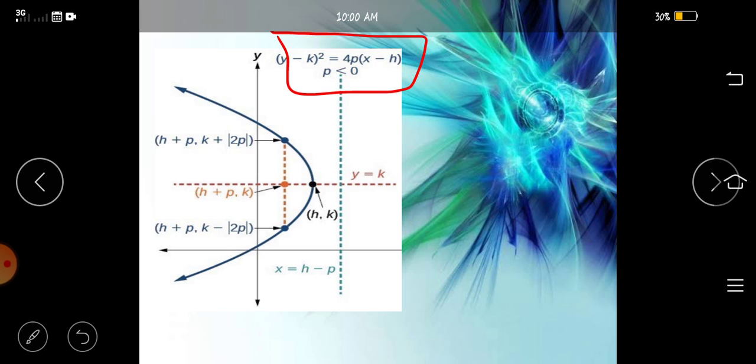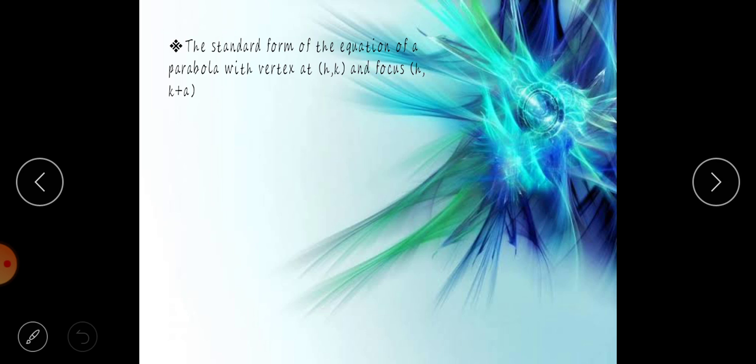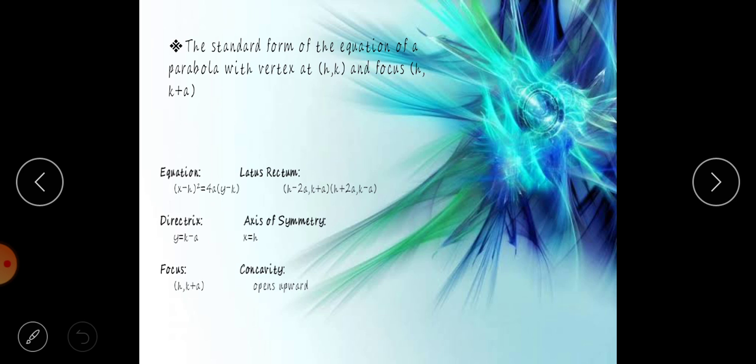This is the equation of this parabola. So next is the standard form of the equation of a parabola with vertex at (h, k) and focus (h, k plus a), and has the equation (x minus h) squared is equal to 4a times (y minus k), and has a directrix of y is equal to k minus a, focus of (h, k plus a), and the latus rectum of (h minus 2a, k plus a), (h plus 2a, k plus a).